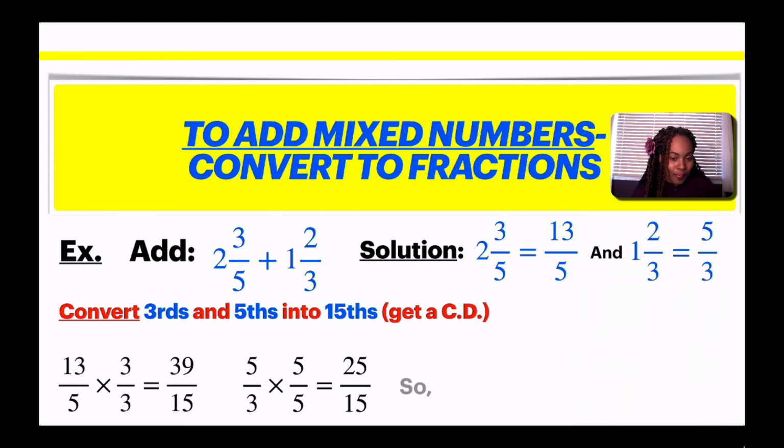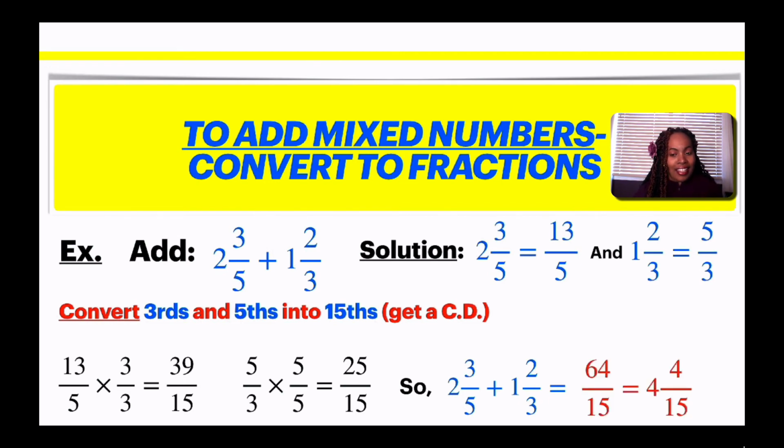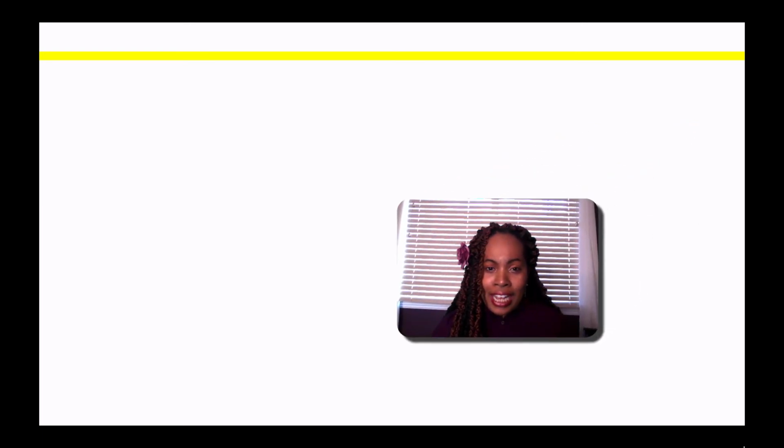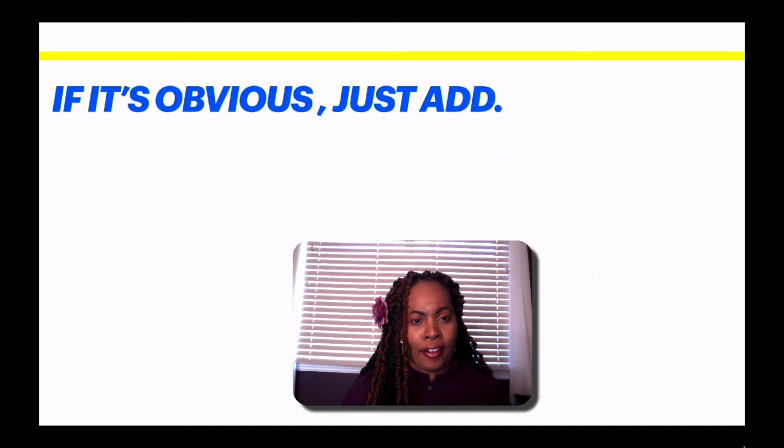Let's go. So 2 and 3 fifths plus 1 and 2 thirds gives us 64 15ths. And if you converted that back to a mixed number, your final answer is 4 and 4 15ths. Beautiful. Let's keep it rolling, guys. You guys are rocking and rolling out there.